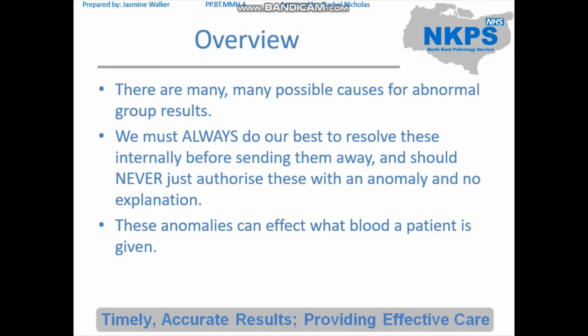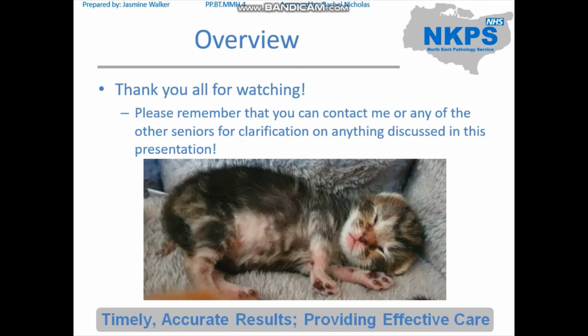So, an overview. We've gone through a lot of information here quite quickly. This was only meant to be a presentation to go over some of the possible grouping anomalies. There are always more out there. There are many possible causes for abnormal grouping results, but we must always do our best to resolve these internally before sending them away. And we should never just authorise any results with an anomaly. These anomalies can affect what blood a patient is given, and that is why it is so important.